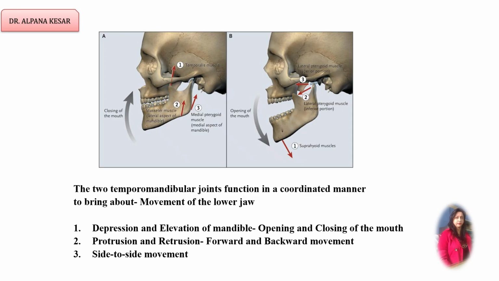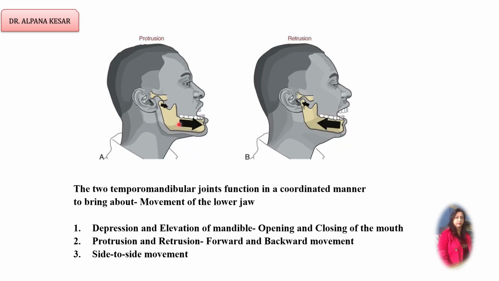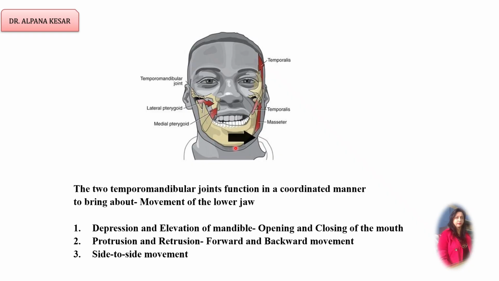The temporomandibular joint of the right and the left side function in a coordinated manner to bring about the movements of the lower jaw. It brings about depression of the mandible during the opening of the mouth and elevation of mandible during the closing of the mouth. It also brings about protrusion, that is taking the mandible forwards, and retrusion, that is taking the mandible backwards, and side to side chewing movements of the jaw.